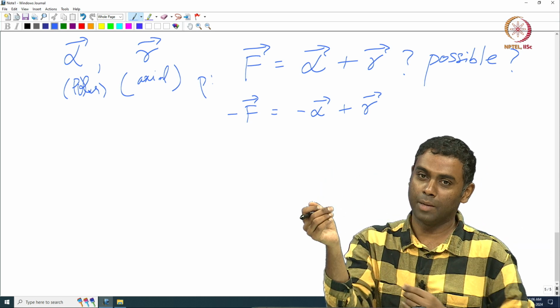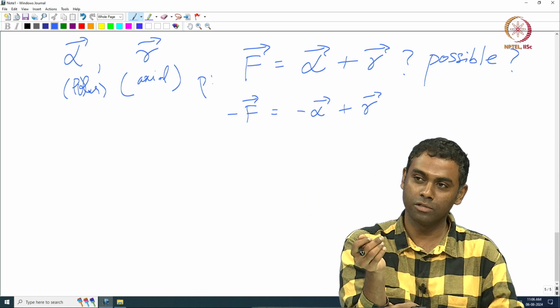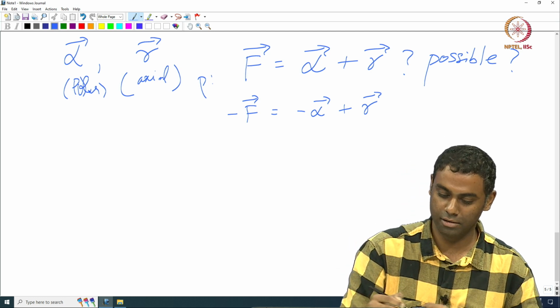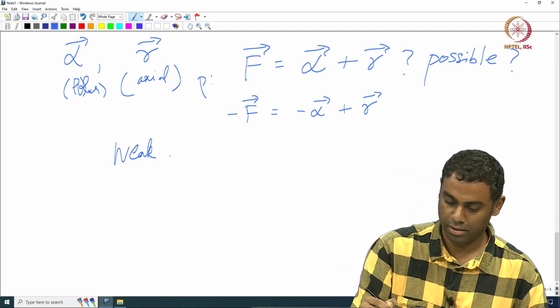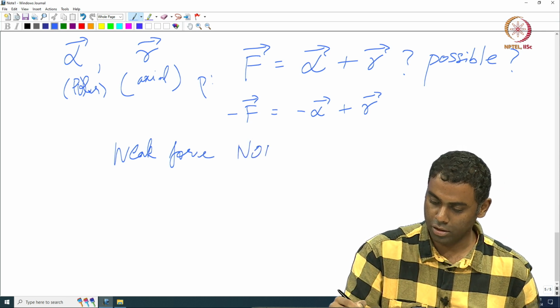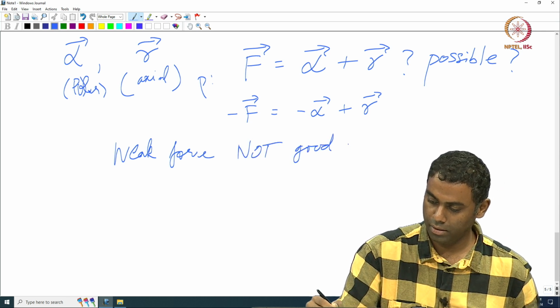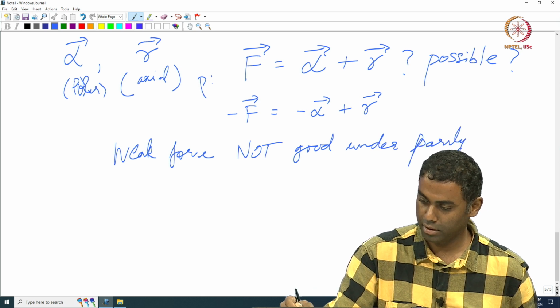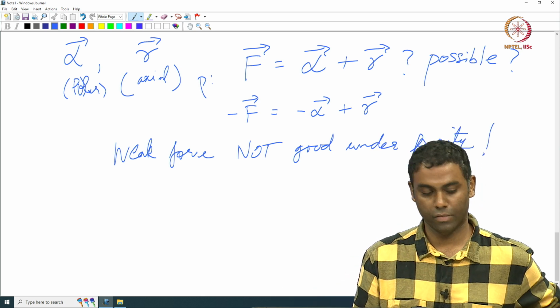So, what force am I talking about here? Do we know a fundamental force that does not respect parity? The weak force, exactly. The weak force is not good under parity.